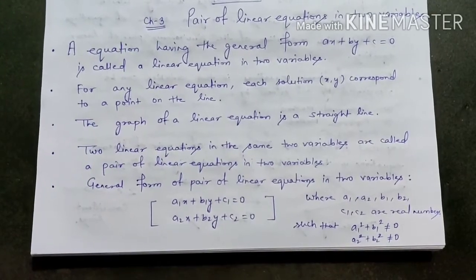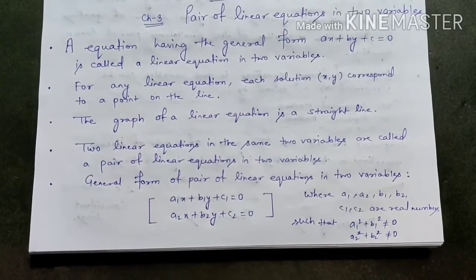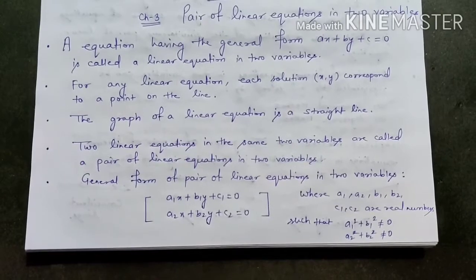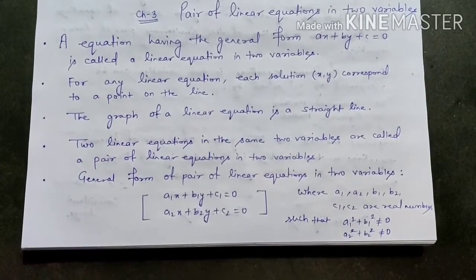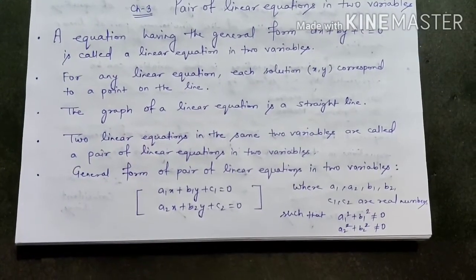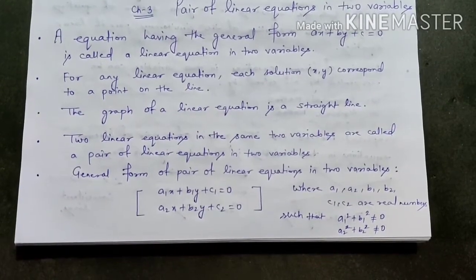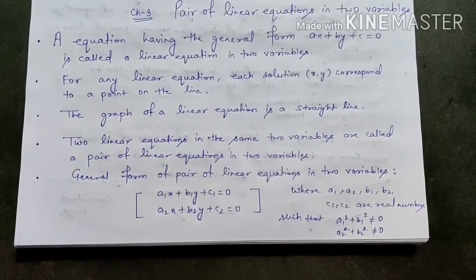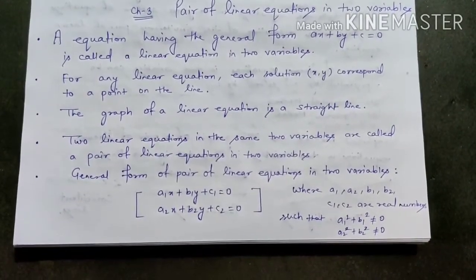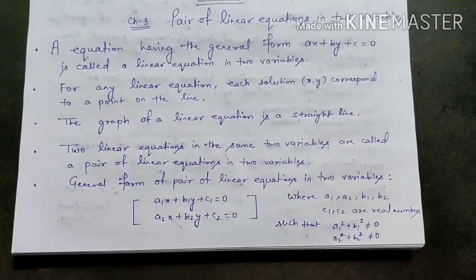Now when we have the equation ax plus by plus c equal to 0, it is only one linear equation in two variables. Two linear equations in the same two variables are called a pair of linear equations in two variables, or simultaneous linear equations in two variables. Like we have written a1x plus b1y plus c1 equal to 0, a2x plus b2y plus c2 equal to 0, which is the upgraded form of the linear equation in two variables. It has two equations, so it is called a pair of linear equations in two variables.